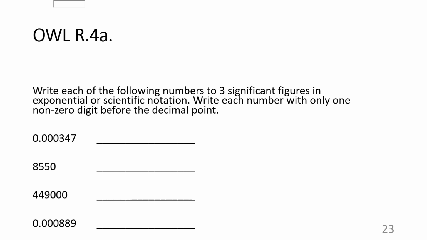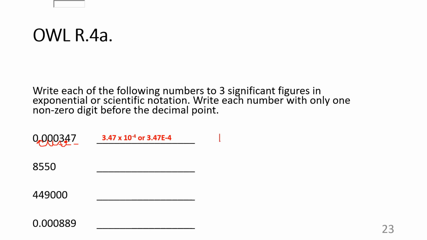OWL R.4 is going to have us convert numbers into scientific notation, and it asks us to report each one to 3 significant figures. Starting with the first example, we have to decide what our A value is, and given that it needs to be a number between 1 and 10, it's going to be 3.47. Now we need to figure out, once we make that 3.47, what does our exponent need to be? I'm going to count the number of places between where the decimal place is now and where it was originally. 1, 2, 3, 4. Okay, so we had to move the decimal place over 4 to the left to make it the original number. Therefore, it's 3.47 times 10 to the negative 4. You can also write that as 3.47e negative 4.